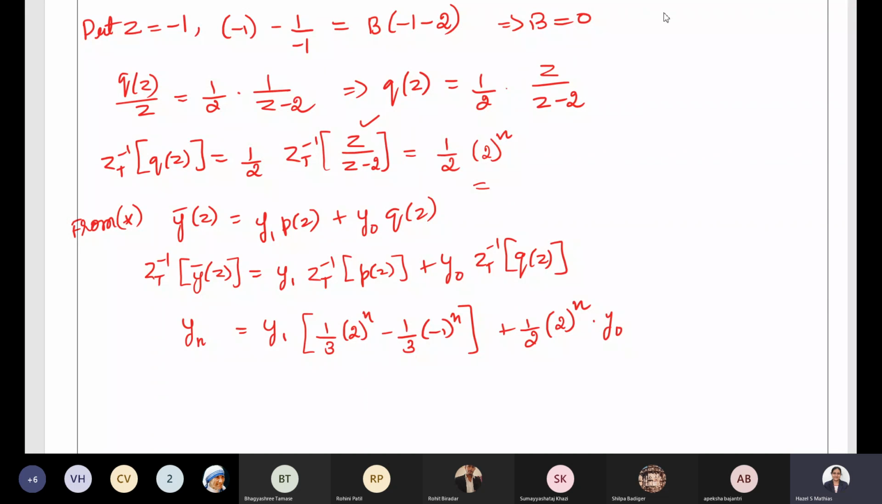Anybody has any doubt or anybody has got any other answer than this? I asked you all to work out along with me. Anybody has got any other answer?